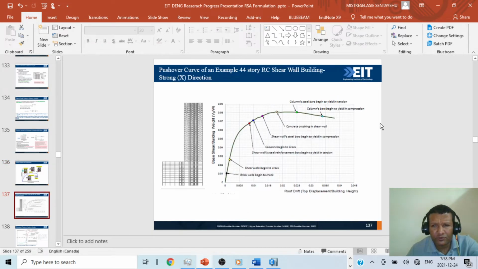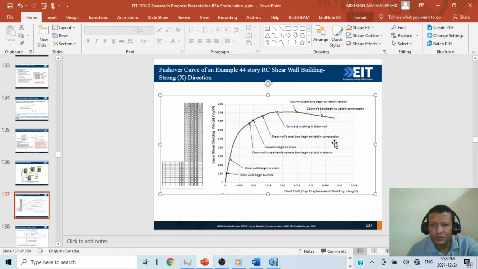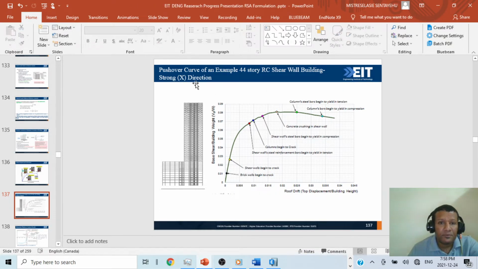This is also Professor Fawad. They did some experiments in Perform 3D, because this is captured in Perform 3D. We cannot capture this in ETABS. This is the pushover curve of an example 44-story RC shear wall building, in the X direction. As you can see, this is roof displacement, top displacement of the building in this direction. This one is top displacement divided by building height, normalized by height. And this one is base shear divided by building weight also.